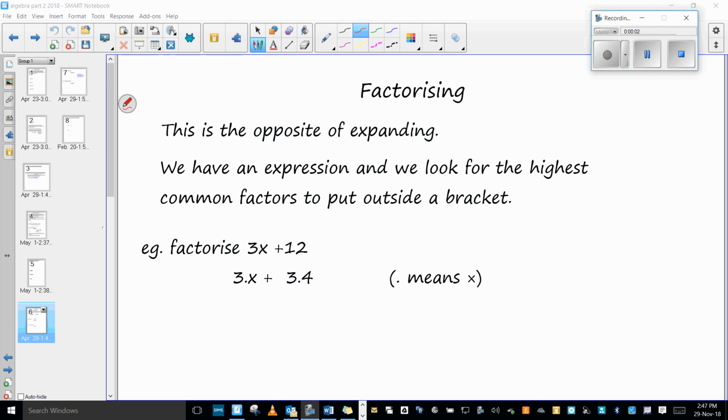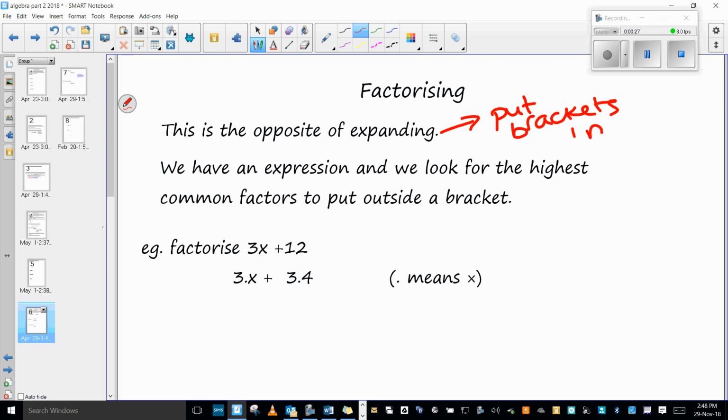Brackets, haven't we? That meant get rid of the bracket. Now, sometimes we have to do what we call factorising, and that's the opposite of expanding. So if expanding was get rid of brackets, factorising is going to be putting brackets in.